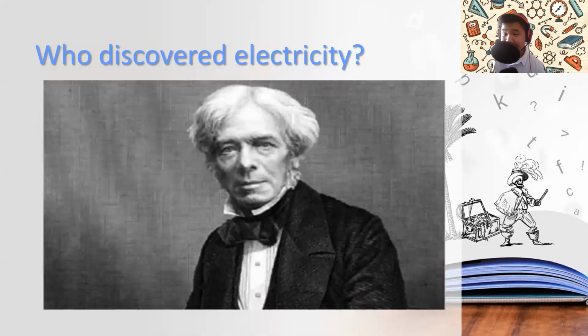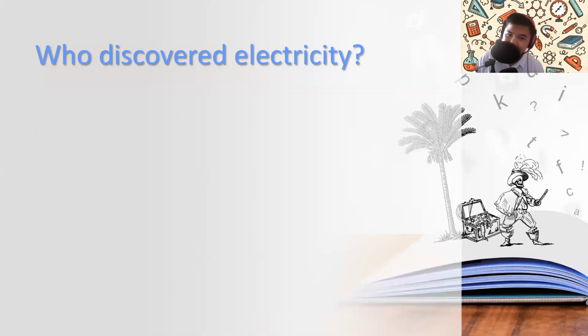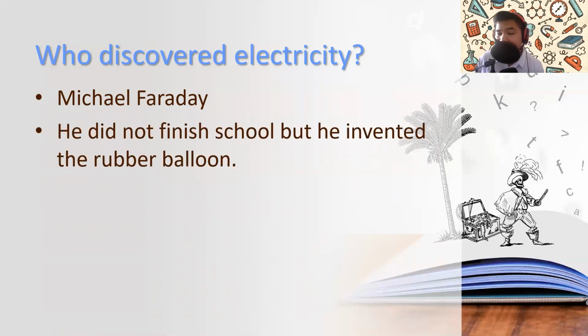Now, who is this guy? Who do you think is this person in the picture? It's not Benjamin Franklin. This person is Michael Faraday. He is known as the father of modern electricity. Okay? He's the father of modern electricity. It's not because he discovered it, but he helped increase electricity's usefulness, or he helped people understand more about electricity. He did not finish school, but he invented the rubber balloon.